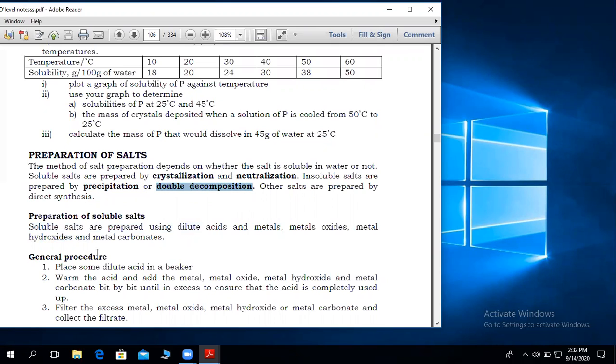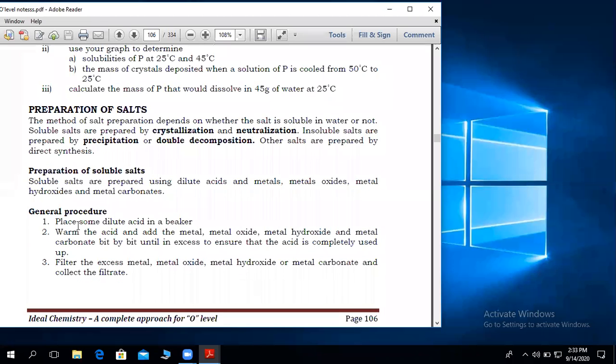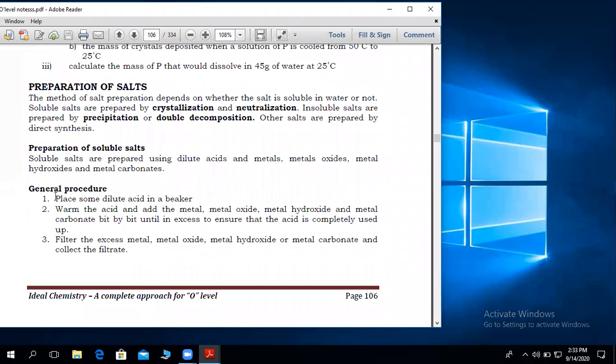Another name for precipitation is double decomposition. And you see how we have even made this bold, very important. General methods, general procedure, how we usually do that. You place some acid in a beaker, the acid should be dilute, then warm the acid and add the metal or metal oxide or metal hydroxide or metal carbonate.